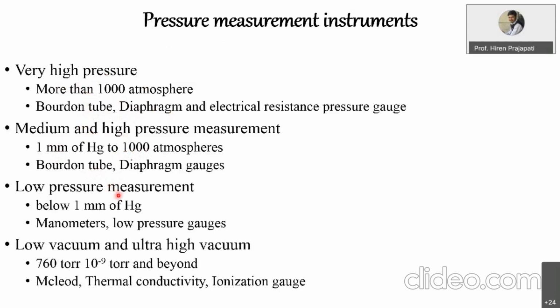For low pressure measurement, you are familiar with the manometers, right? Manometers are used for low pressure measurement up to 1 mm of Hg. And for vacuum pressure measurement, we are using the McLeod gauge, thermal conductivity gauge, and ionization gauge. The Pirani gauge works on the thermal conductivity principle. So we'll be discussing the McLeod gauge and Pirani gauge, which are used for vacuum pressure measurement.